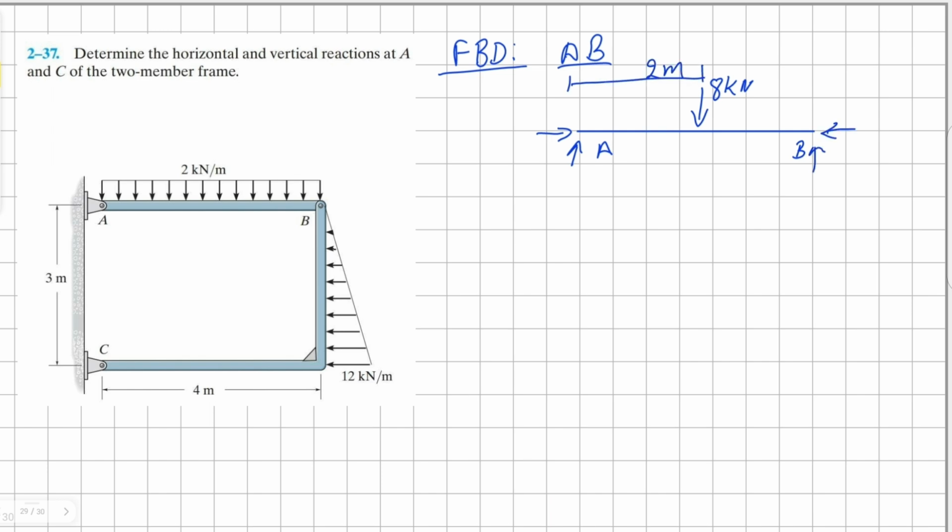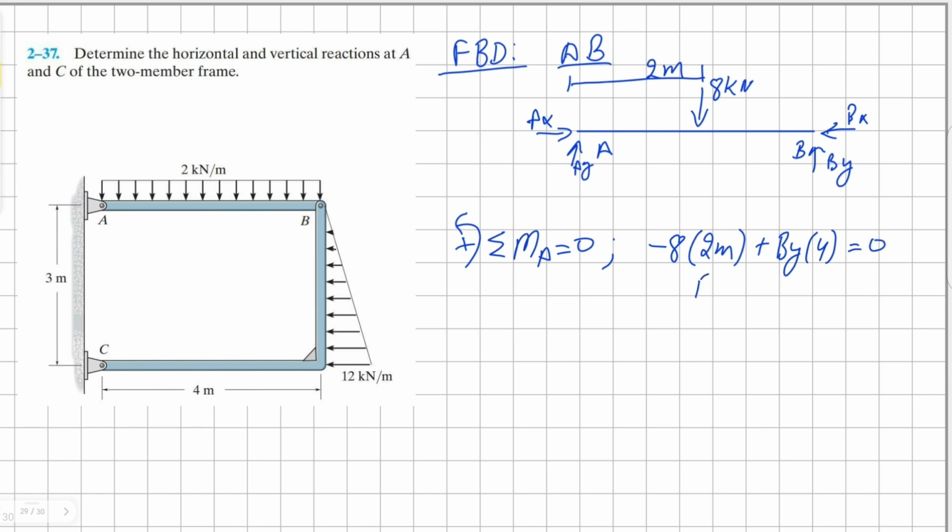And we're going to have horizontal and vertical reactions at B. Let's take moment at the point A. Going to encounter our first concentrated load, 8 kilonewton, and it's clockwise and it's 2 meters away. And then we have vertical component reaction at B, which is counterclockwise, and it's 4 meters away, all equals to 0. Solving for By, we get 16 divided by 4, which is equal to 4 kilonewton.